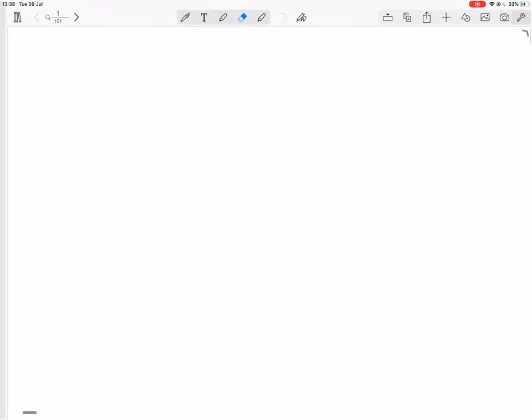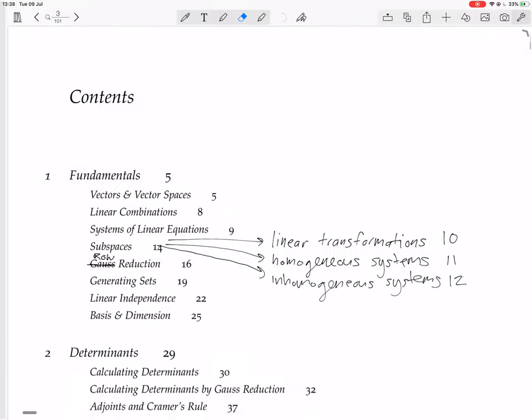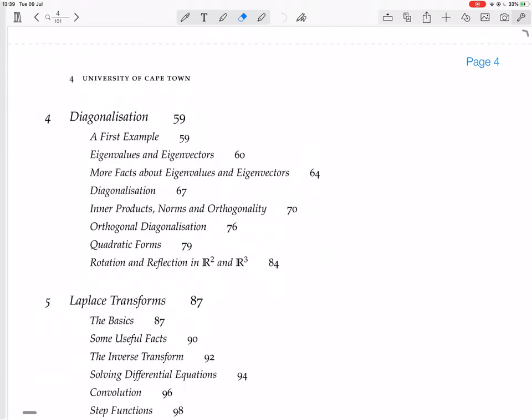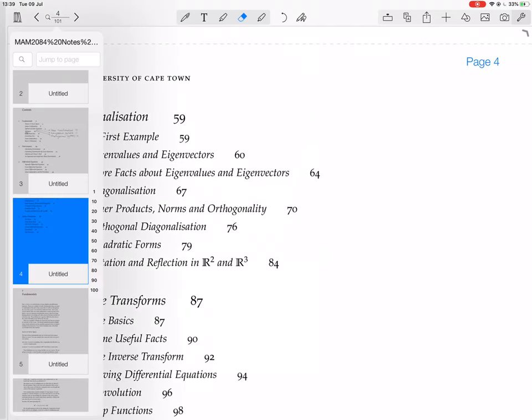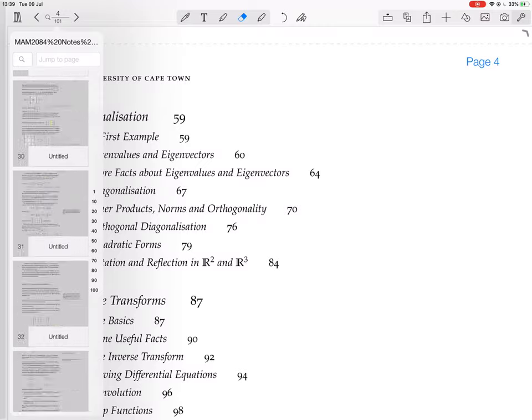Okay, so we're in the chapter on diagonalization, and we were looking at orthogonal diagonalization. We were about to do an actual example of orthogonally diagonalizing a matrix.